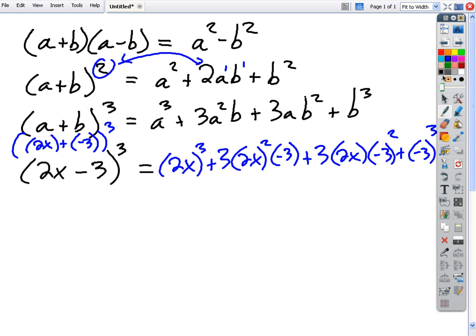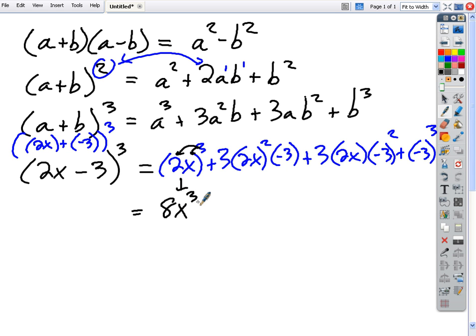Well, what is the quantity 2x cubed? Okay, good. 8x cubed, isn't it? I have to distribute the power to both of the factors. So you get 2 cubed times x cubed. So this one is 8x cubed.